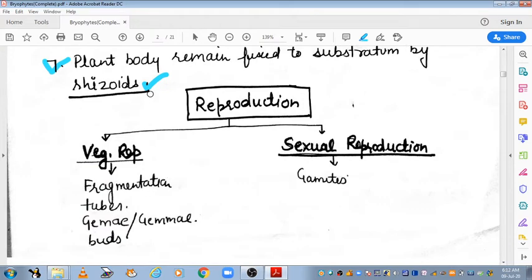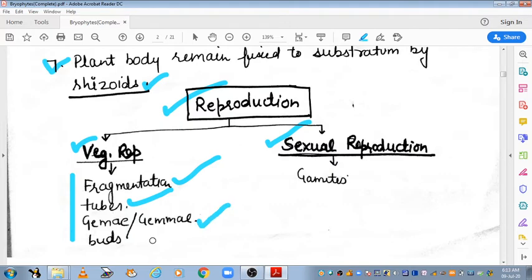Now let's move to the reproduction. Reproduction is of two types: vegetative reproduction and sexual reproduction. Vegetative reproduction takes place by means of fragmentation, tuber formation, gemmae formation, and also by bud formation. Now we will discuss these terms. First is fragmentation. If a part of the thallus or body gets separated, then it will form a new organism. Tubers are formed during unfavorable conditions. These are underground and can form a new organism.